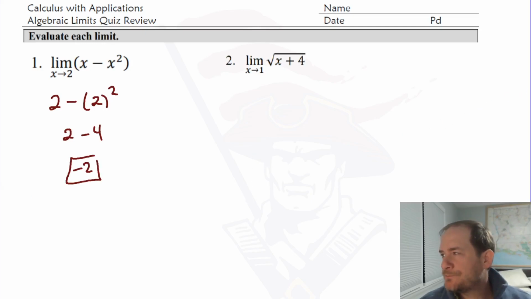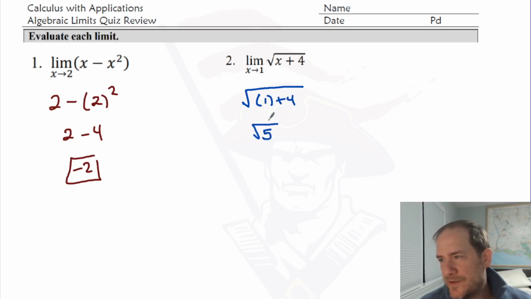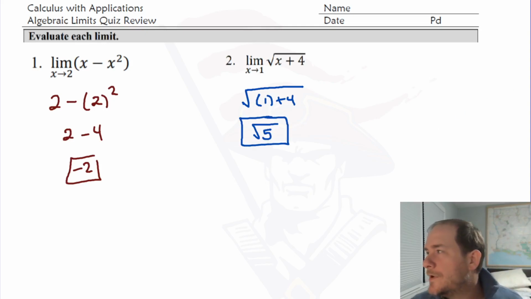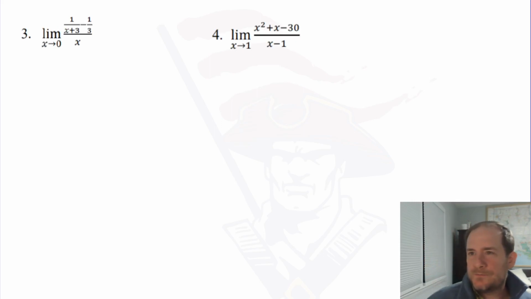For the next one, this is a radical function. That guy's continuous, so as long as 1 is in the domain of this function, we can just substitute in, we'll get an answer. And of course 1 is in our domain, because 1 plus 4 is 5, so your final answer is just that the limit is root 5. That's it.